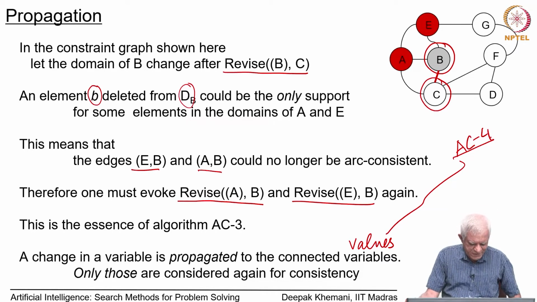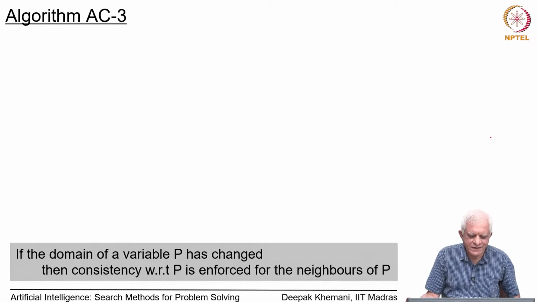So, we will be satisfied with AC3. So, that is the algorithm that we have. If the domain of a variable P has changed, then consistency with respect to P is enforced for the neighbors of P.